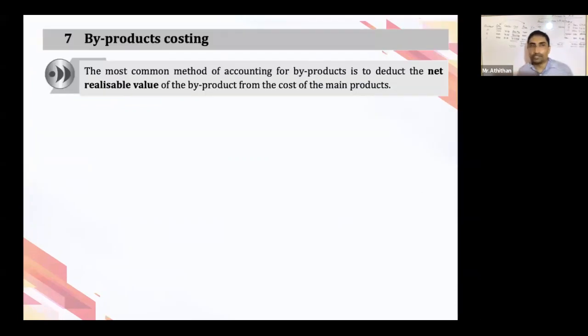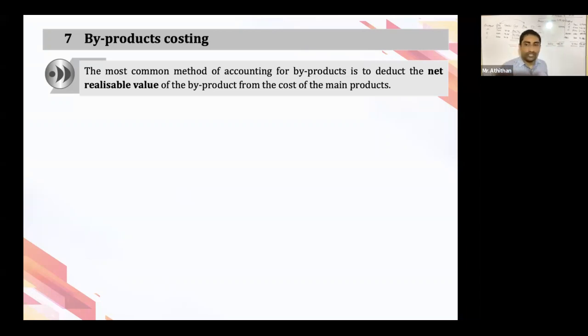Right? Byproduct costing, the last topic. The most common method of accounting for byproduct is to deduct the net realizable value of the byproduct from the cost of the main products. Right, a byproduct is of low value, so we don't take it as a main product. We find its NRV, net realizable value, and deduct it from the main product cost. That will reduce the main product cost. We don't need to show it separately as income.